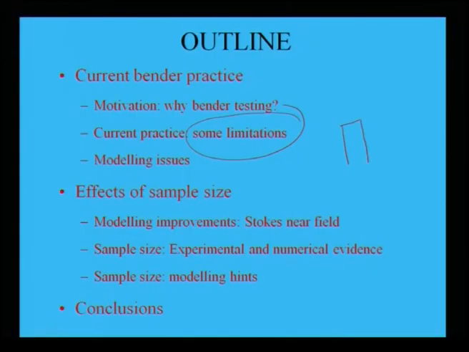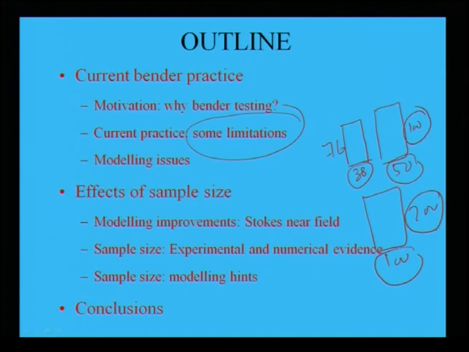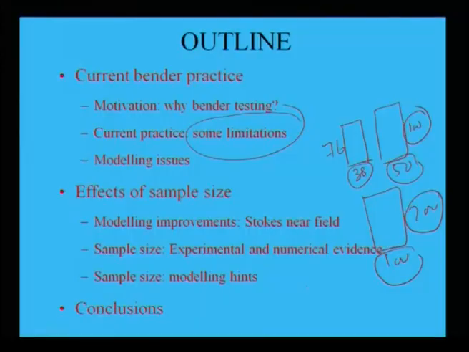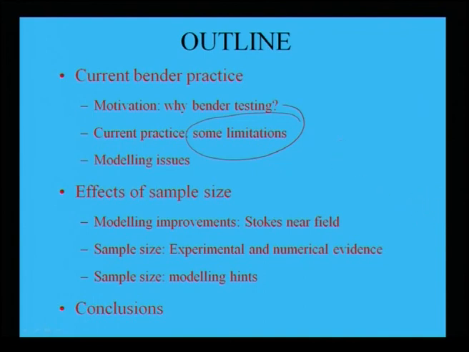Effect of sample size means if I take a sample size of 38 by 72, or maybe 38 by 76, or 50 by 100, or 100 by 200, it means this is your diameter and this is your length. That means what kind of sample size should I take in the lab? I have a variety of sample sizes I can take: 38 by 76, 50 by 100, 100 by 200, or also 150 by 300, or 200 by 400. This I can take. That means the reliability of the test depends upon your sample size. What minimum sample size is required for this test?